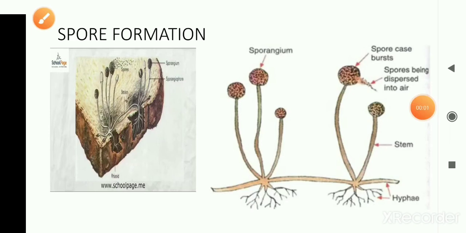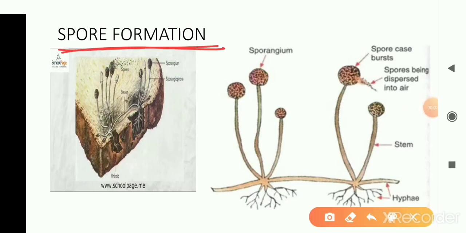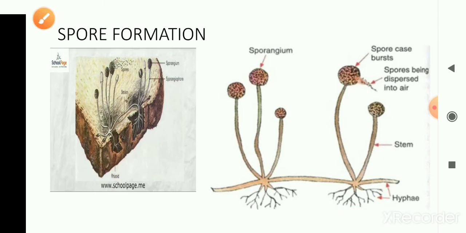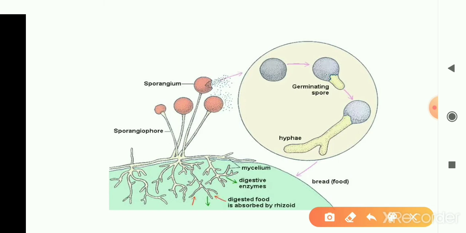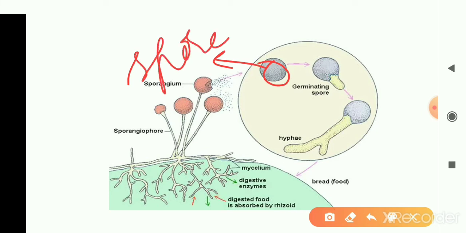The next mode of asexual reproduction is spore formation. Spore formation is a type of asexual reproduction in which the organism reproduces by producing tiny microscopic unicellular bodies called spores. These spores are produced asexually. They are generally covered by a hard protective covering which helps them withstand unfavorable conditions. Once the condition becomes favorable, the spore has the capacity to germinate and form a complete individual.